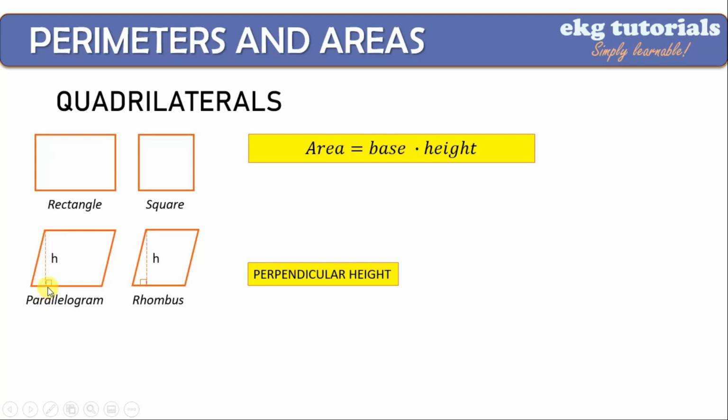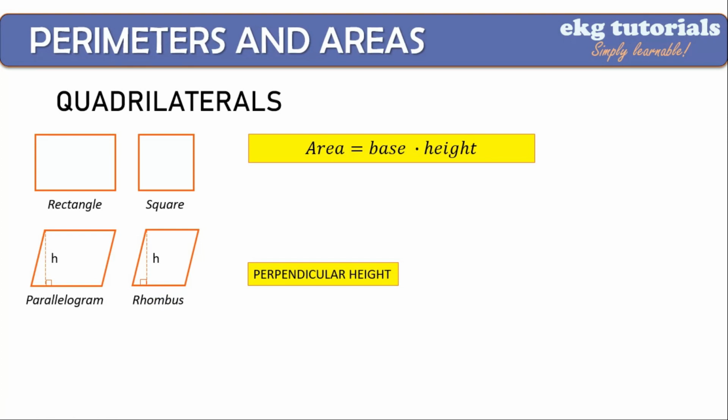Perpendicular height, meaning mag-create siya ng 90-degree angle. Okay? To the base of our quadrilateral. So, this is now our perpendicular height. Ito yung isa-substitute natin dito sa formula. So, the base times this height, yan yung area for these two types of quadrilaterals.